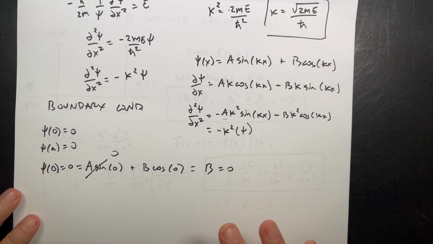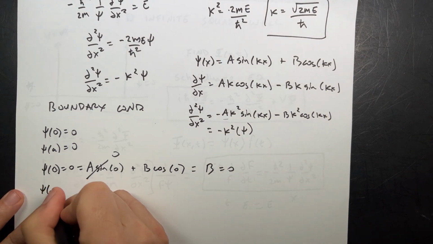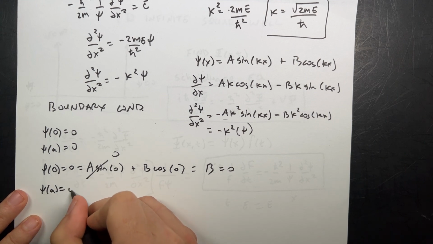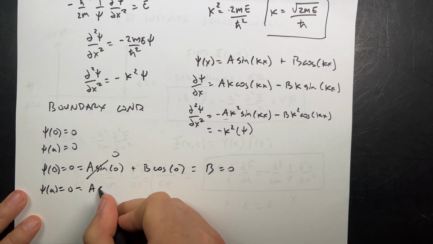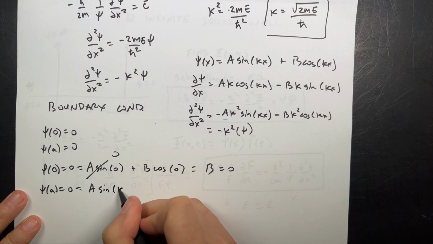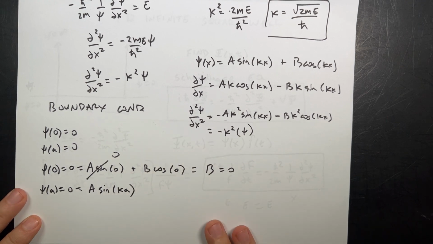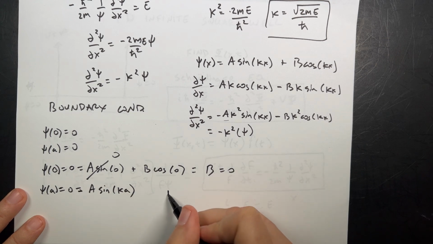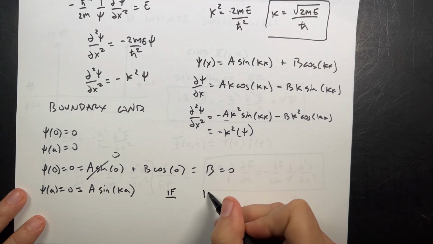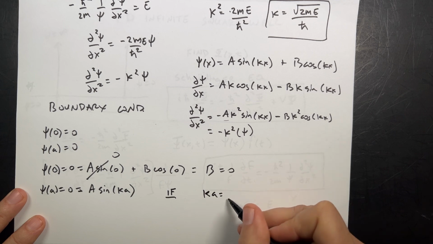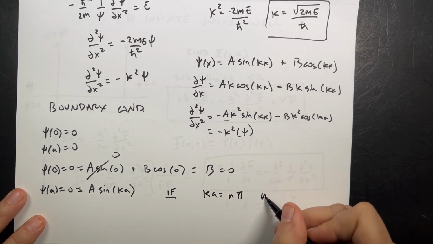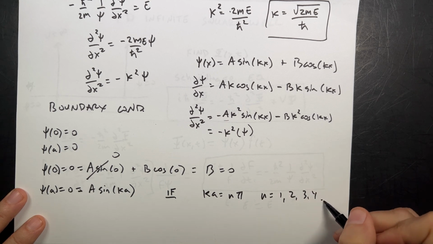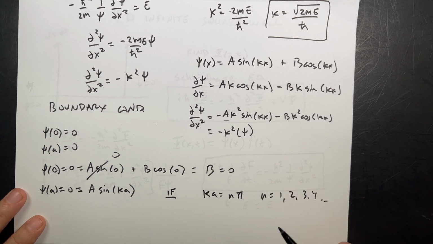Now, for the other boundary condition, psi of A equals 0. I already know B is equal to 0. I have 0 equals A sine of Ka. This is 0 if Ka is n times pi, where n is 1, 2, 3, 4... I guess 0. No, let's just say 1.